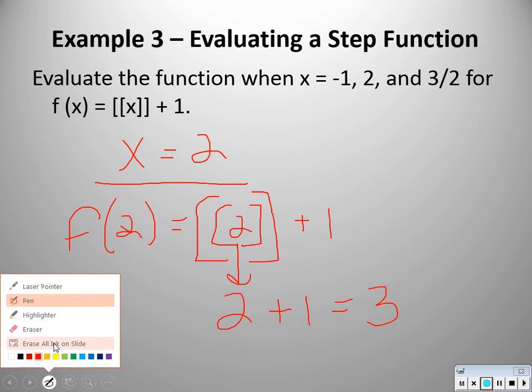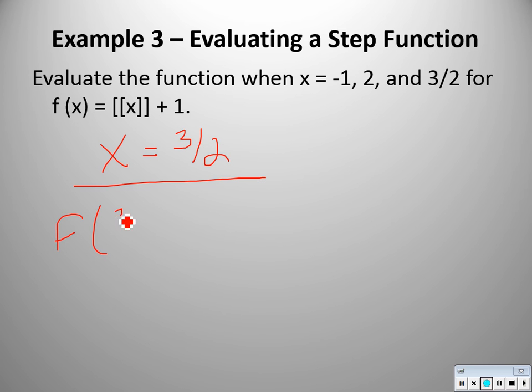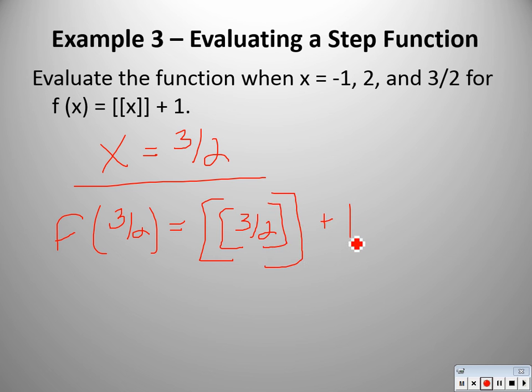And then finally, the last part, let me just put this at the top here just so we know what we're talking about, when x is 3 halves. So if I do f of 3 halves, this is going to be the greatest integer function of 3 halves plus 1 at the end. So remember, 3 halves is 1.5, so that is not an integer. So the greatest integer that's less than 1.5 would be positive 1. So the answer to this is 1 plus the 1 would equal 2.